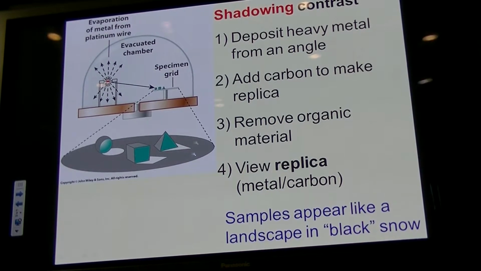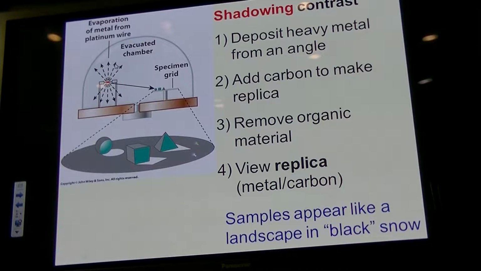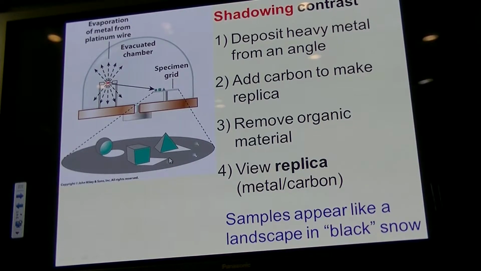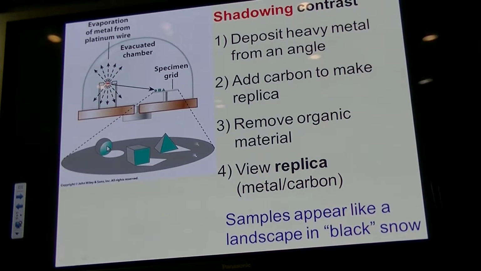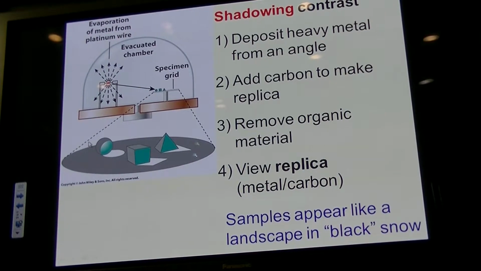But since our wire here is not straight above our specimen, but it's a little bit to the side, we get the platinum down on our sample under an angle. So if we look here and blow up where our specimen is, in gray here is depicted where the platinum would come down. But when there's an object there, an organic molecule or a structure we're interested in, then we actually get a side where there is no platinum deposition, a shadow.